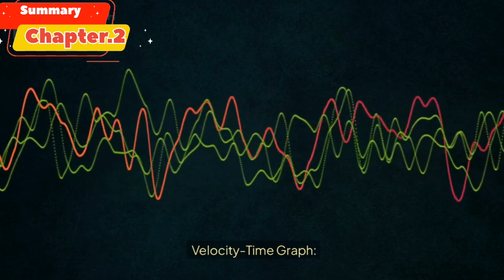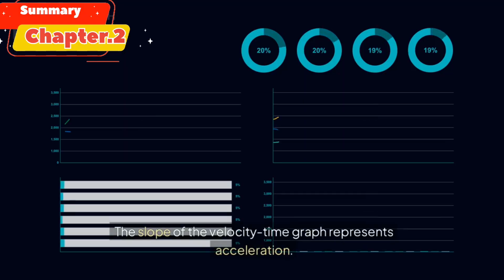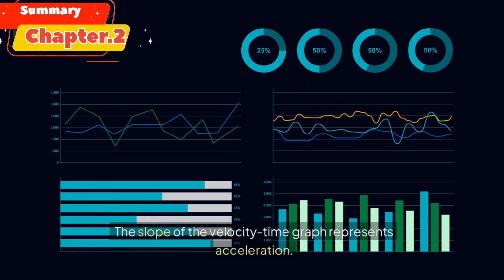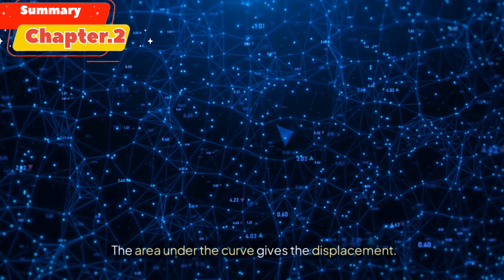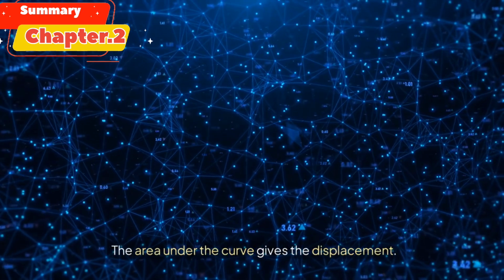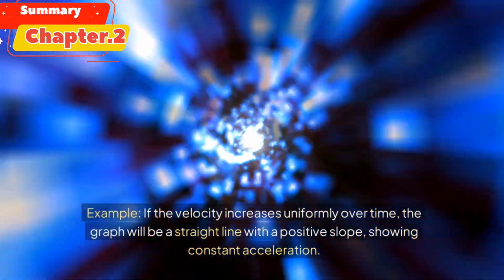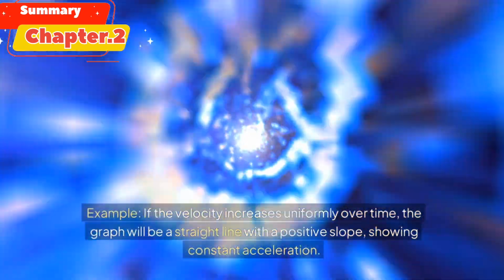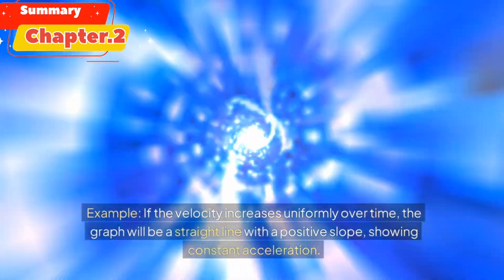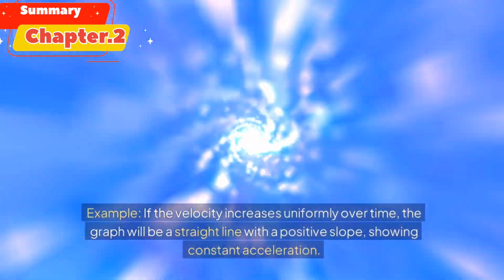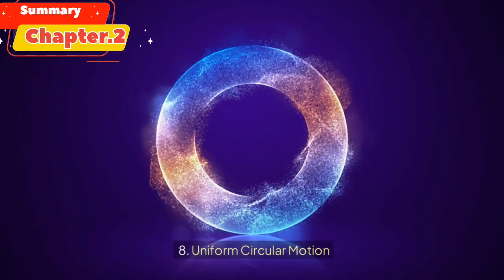Velocity-time graph: the slope of the velocity-time graph represents acceleration. The area under the curve gives the displacement. Example: if the velocity increases uniformly over time, the graph will be a straight line with a positive slope, showing constant acceleration.